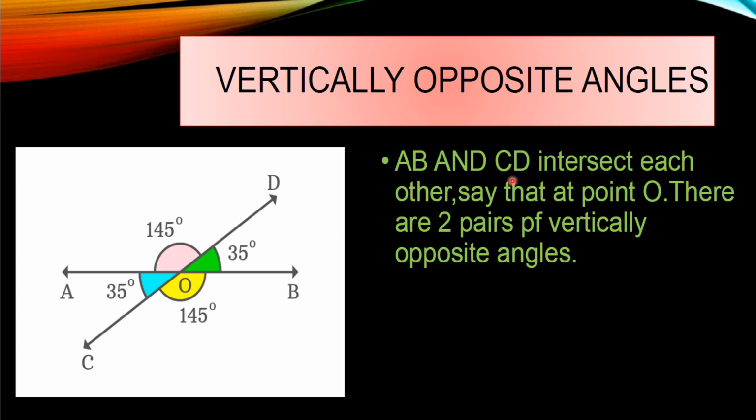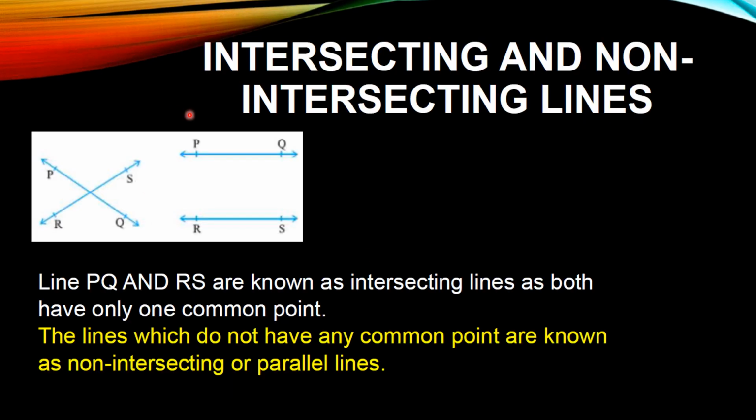AB and CD intersect each other. They are intersecting at a point. There are two pairs of vertically opposite angles. Understood this point, my dear children? Right. Now come to the next point, intersecting and non-intersecting lines.